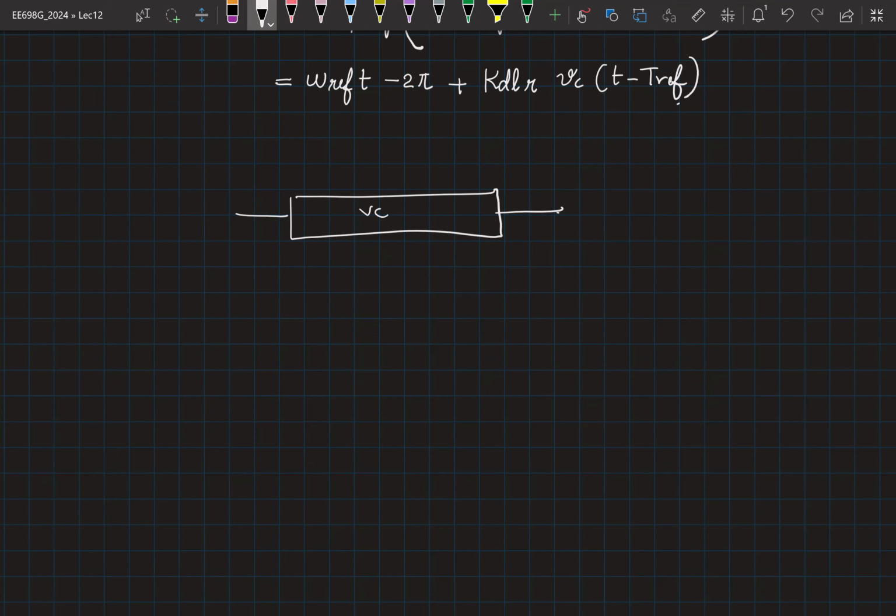So you have a VCDL, right? It has some delay. If your KDL is positive, what does that mean? When your VC increases, delay is increasing, right? Now for a signal, if the signal has been delayed, what happens to the phase? Phase is decreasing. So when VC increases, phase is decreasing. So if I want to represent that relationship, the slope has to be of the opposite sign. That's all.